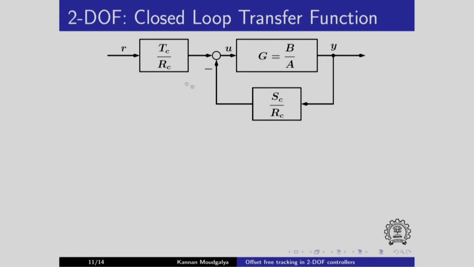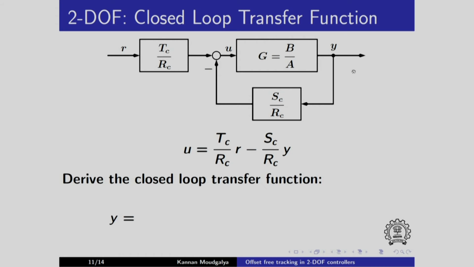This is the standard 2 DOF that we considered. The expression for U is given here. U is Tc by Rc into R, which comes from the first block, and the second block gives rise to this expression. Now let us derive the closed loop transfer function. Let us write down the value for Y. Y is equal to Tc by Rc times the transfer function that comes from here, Tc by Rc into the forward gain divided by 1 plus the loop gain is B Sc divided by A Rc.